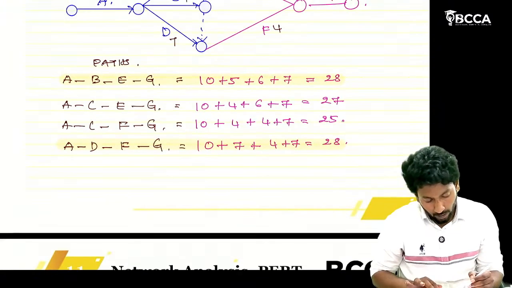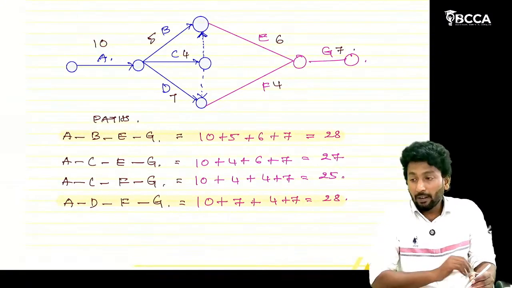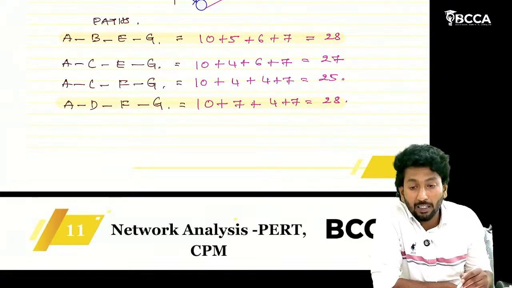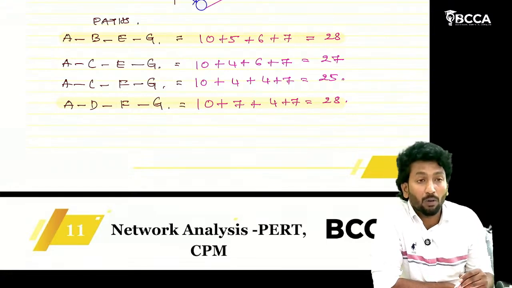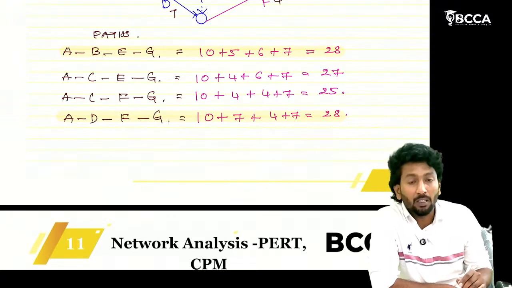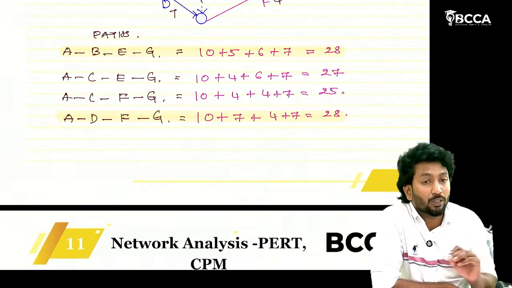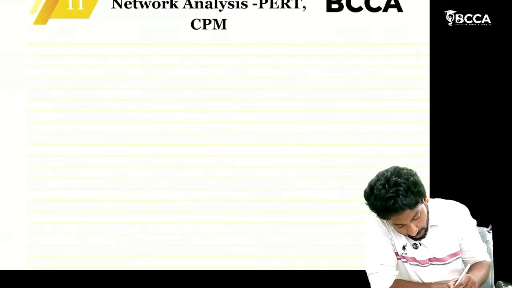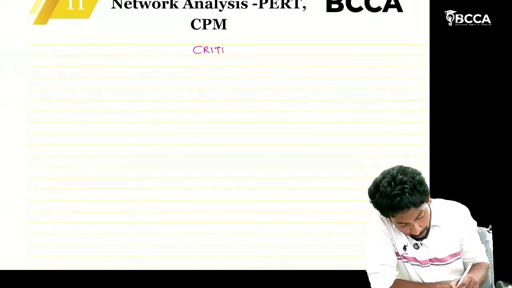See, we have identified four paths, sir. For critical path, the detailed definition and discussion will be there while discussing the total float concept and everything. For the time being, critical path means the path which is having highest duration is called critical path.